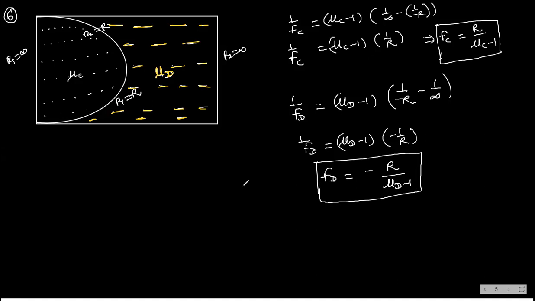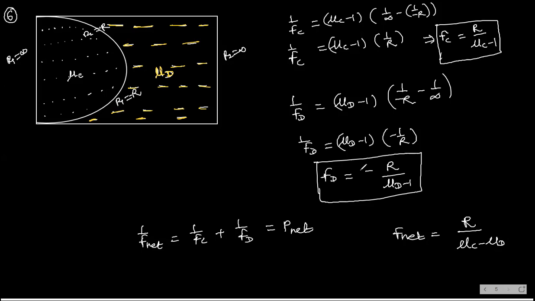Now if I want net power in this case, how can I find it? 1 by F net is equal to 1 by Fc plus 1 by Fd, and that is your net power. Understand? Okay. If you substitute these values, you get F net equal to R divided by (mu C minus mu D), and power is (mu C minus mu D) by R.